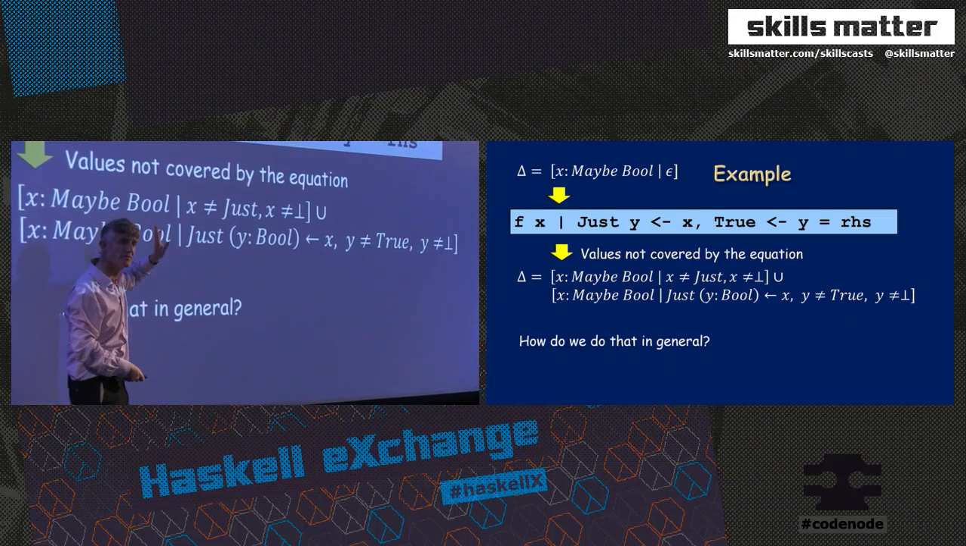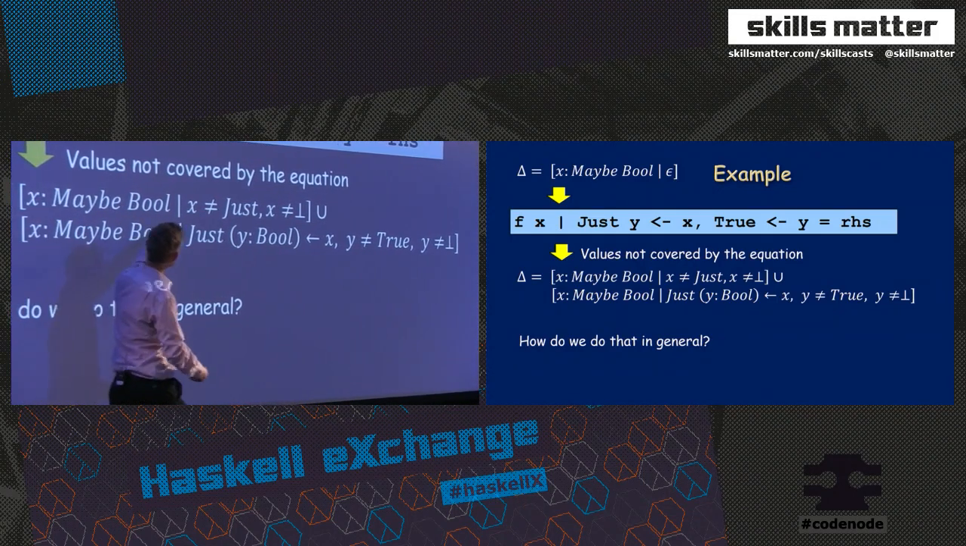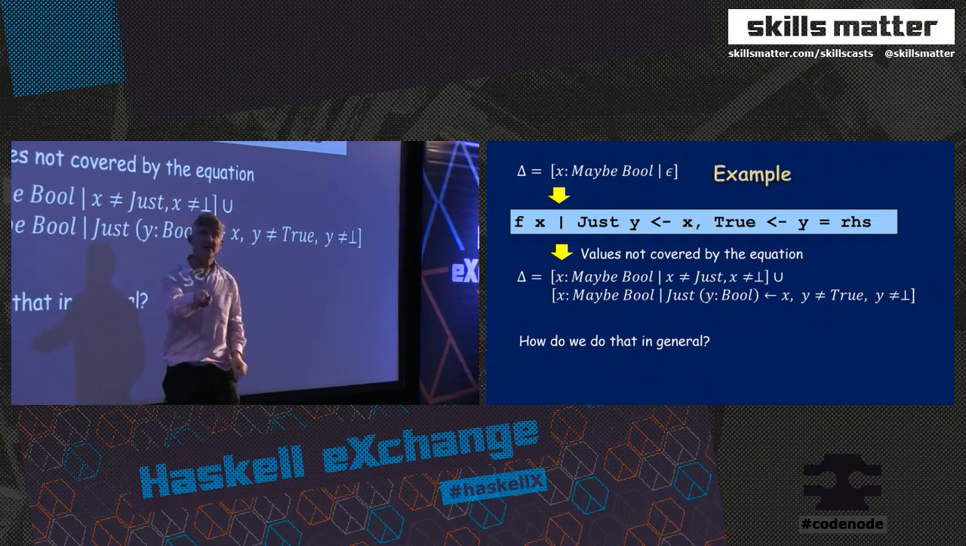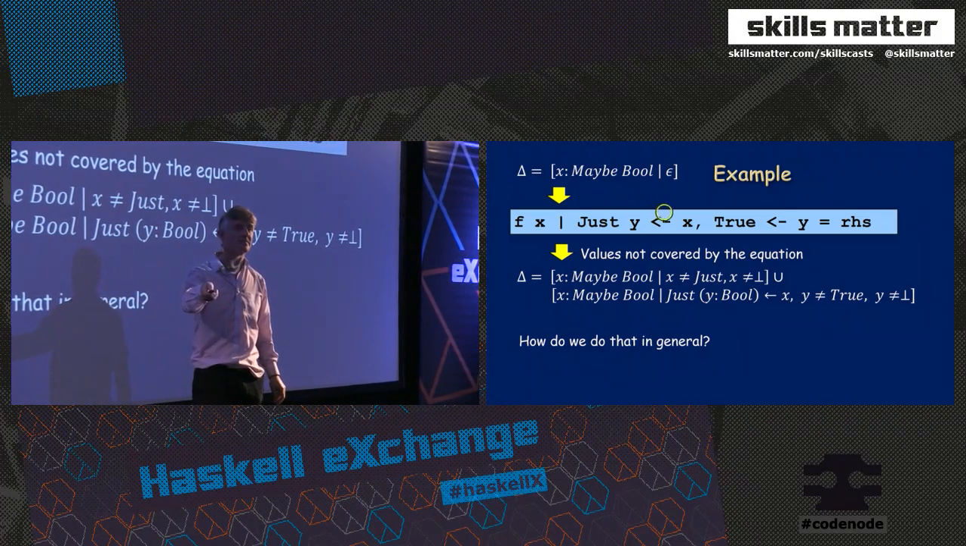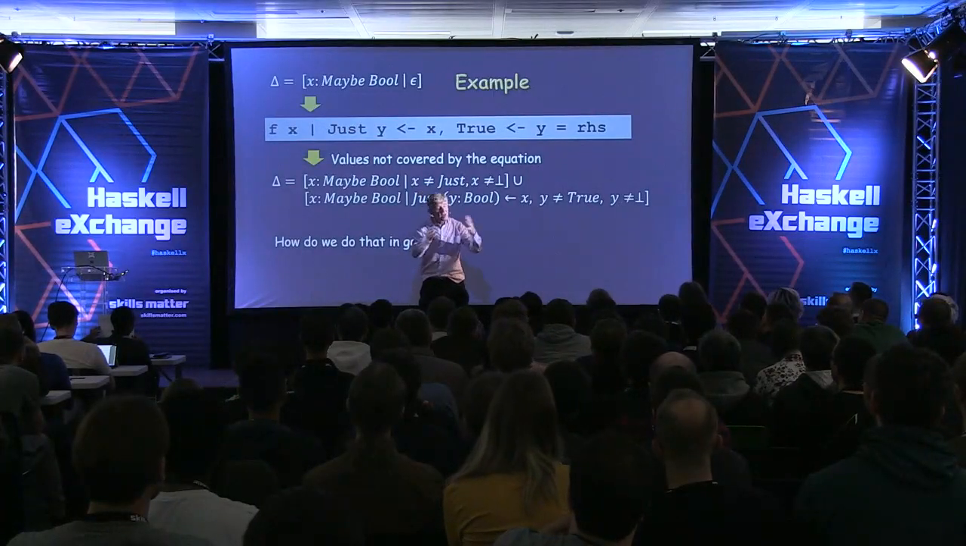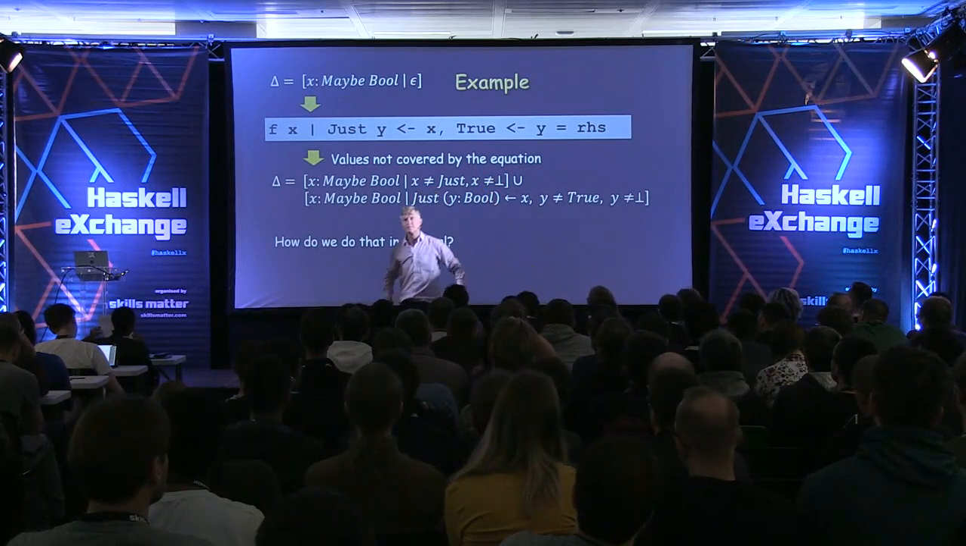Okay, let me pause. This is very important. You got that? This is a description of a set of values that fails to match the just guard here. Anybody want to ask anything about that? Yeah. This is the unhandled cases for the first of those pattern matches. Yes.